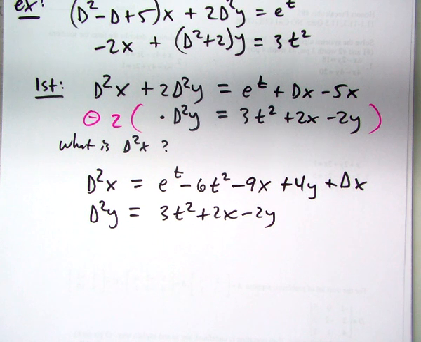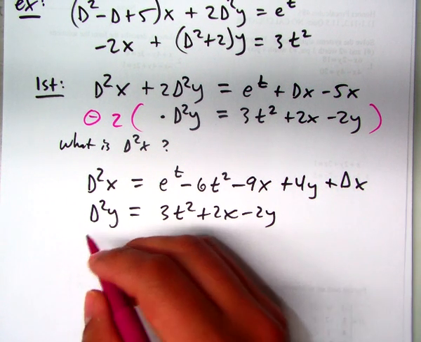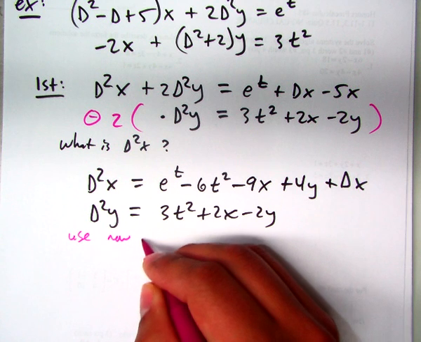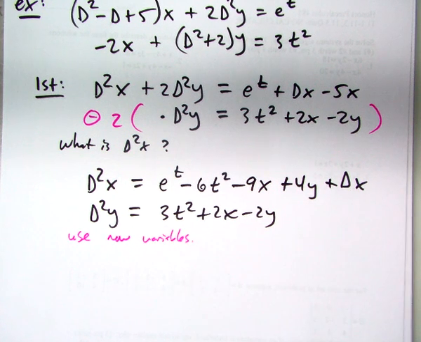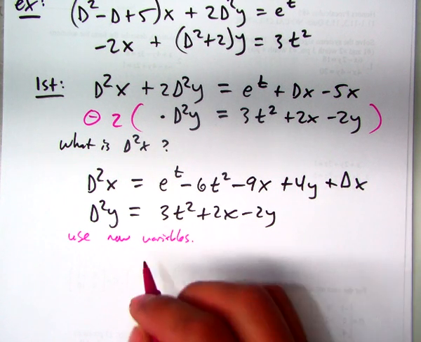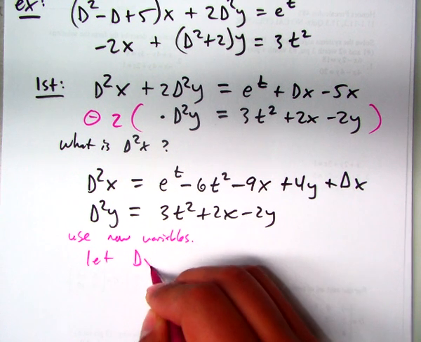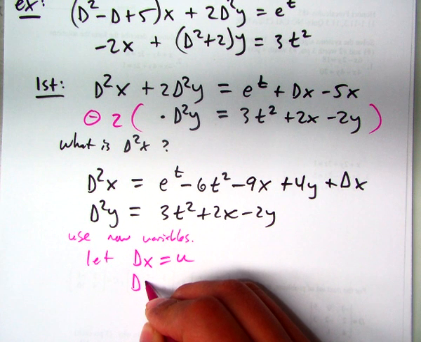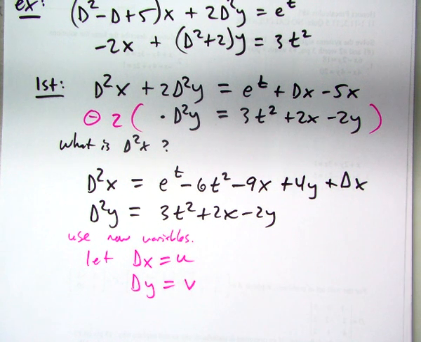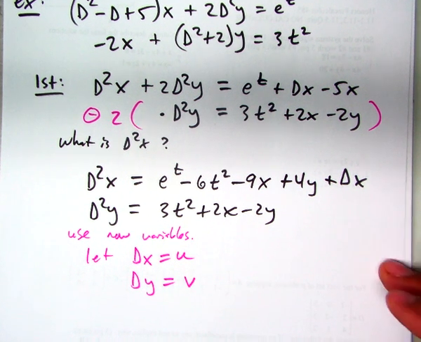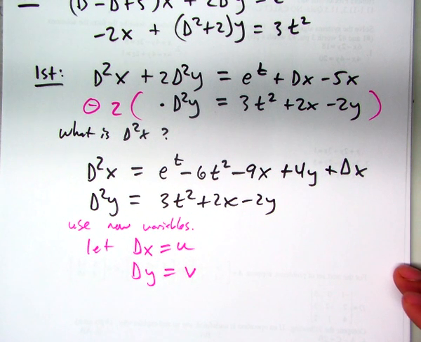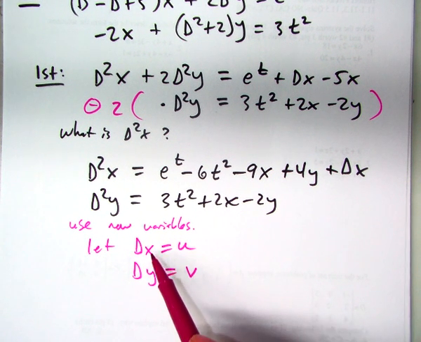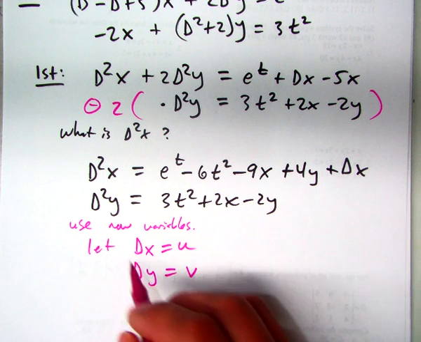And we'll do something similar. We're going to introduce some variables. Since I already have x's in here, I'm going to say u. So I'm going to let Dx equal u, and I'll say Dy equal v. So now in our system, we have four linear variables. We have x, we have y, we also have u and v now.